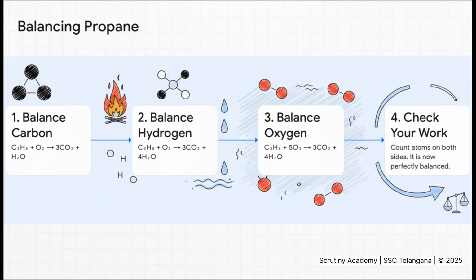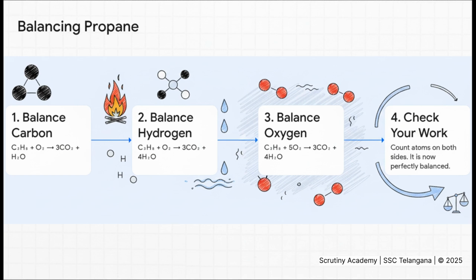First up, let's look at the carbon. We have 3 carbons on the left, so we need 3 on the right. Simple enough. We do that by putting a big 3 in front of the CO2. Done. Next, hydrogen. We've got 8 on the left, but only 2 on the right. So to get to 8, we need to put a 4 in front of the H2O because 4 times 2 is 8.